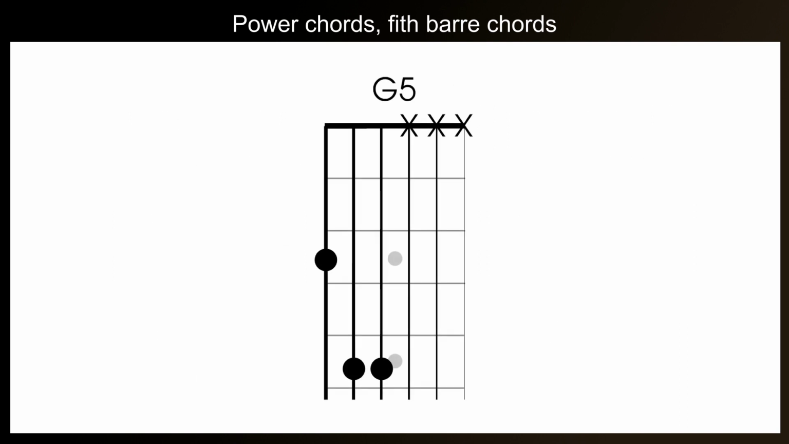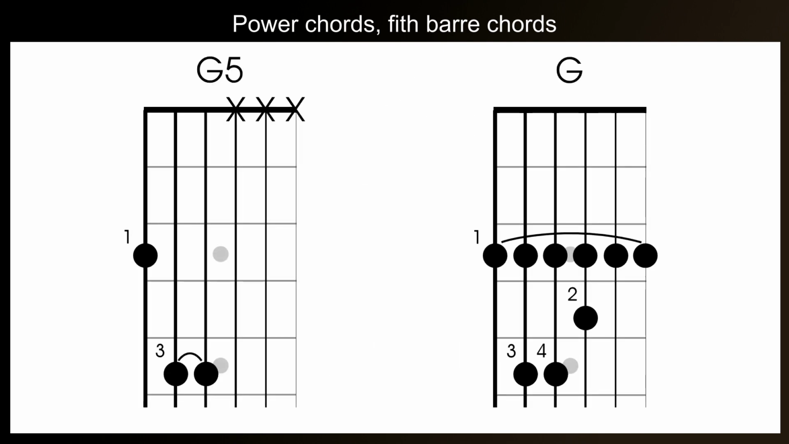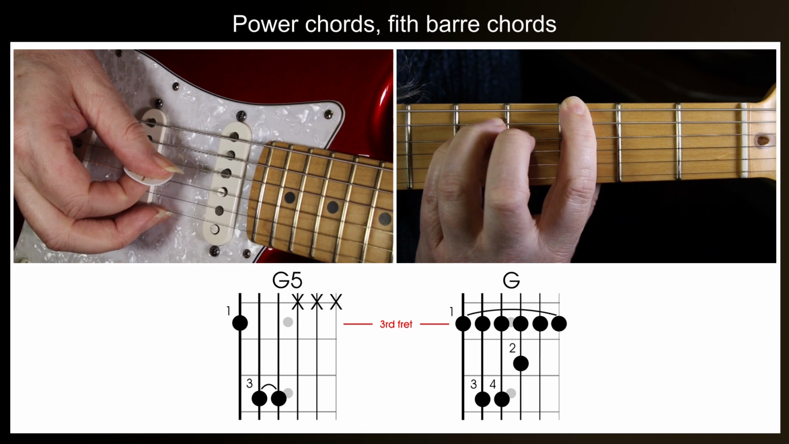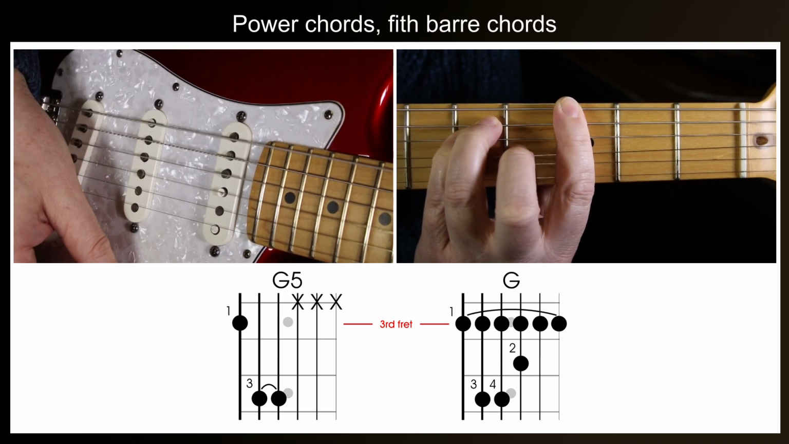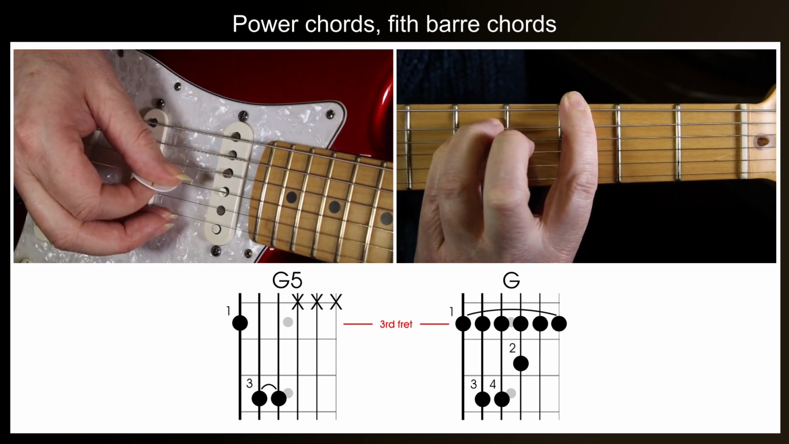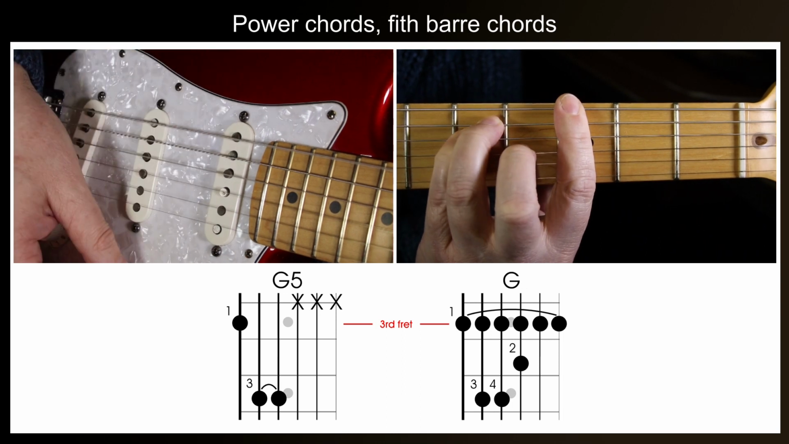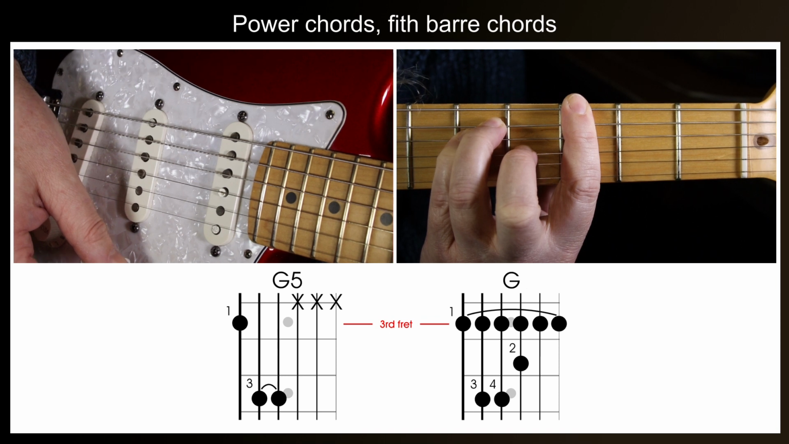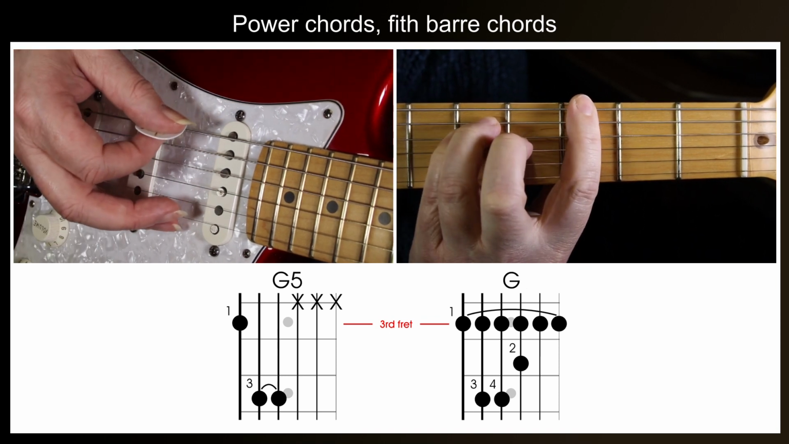Now, you'll hear if I play the power chord or the fifth chord for a G, and then I play a full G major in the bar chord position, the power chord definitely has a more powerful sound, even though it consists of fewer notes. Let's hear that again, but this time with distortion.